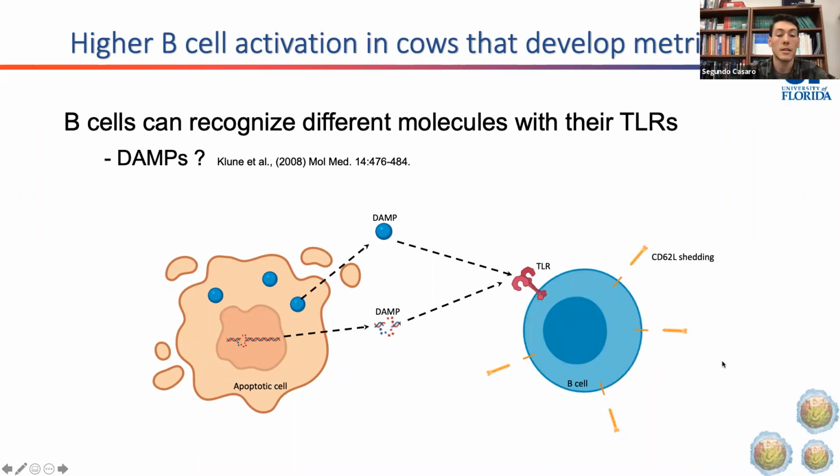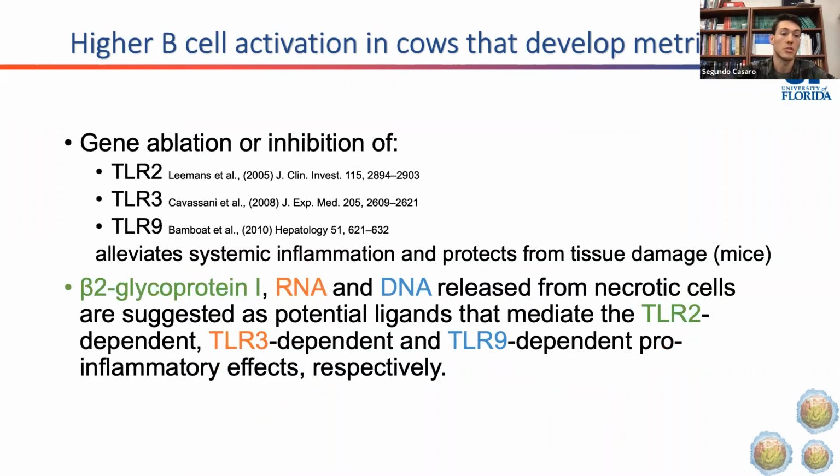Another thing that we were searching about, that I found quite interesting, is that gene ablation or inhibition of TLR2, TLR3, or TLR9 alleviates systemic inflammation and protects from tissue damage in these studies that were conducted in mice. So they have a role in inflammation. And they also found that B2 glycoprotein 1, RNA, and DNA that were released from these necrotic cells were suggested as potential ligands. B2 glycoprotein 1 as mediated by TLR2, RNA by TLR3, and DNA by TLR9.